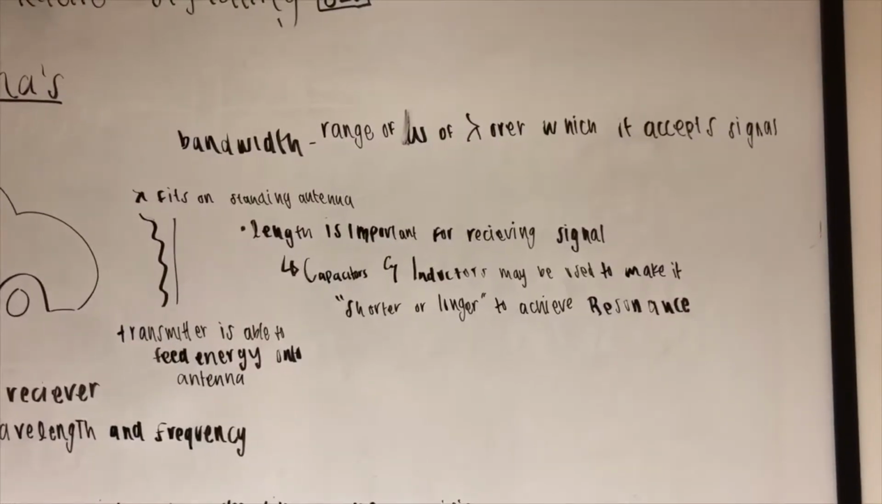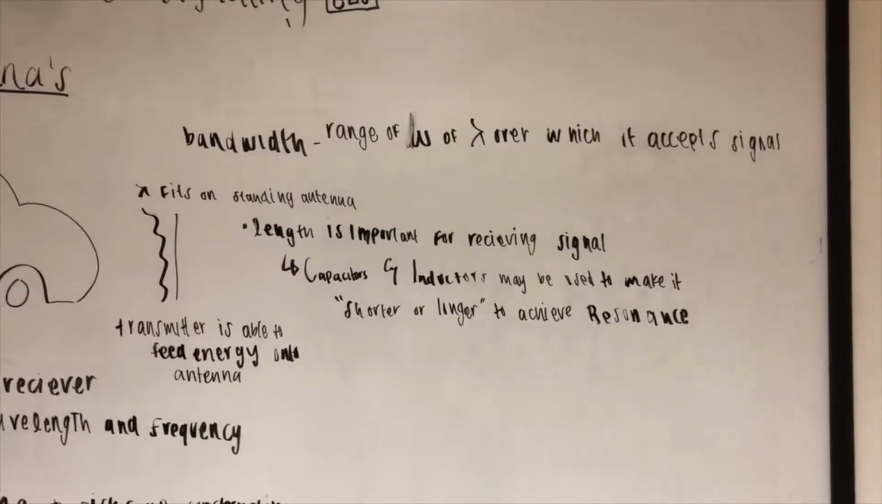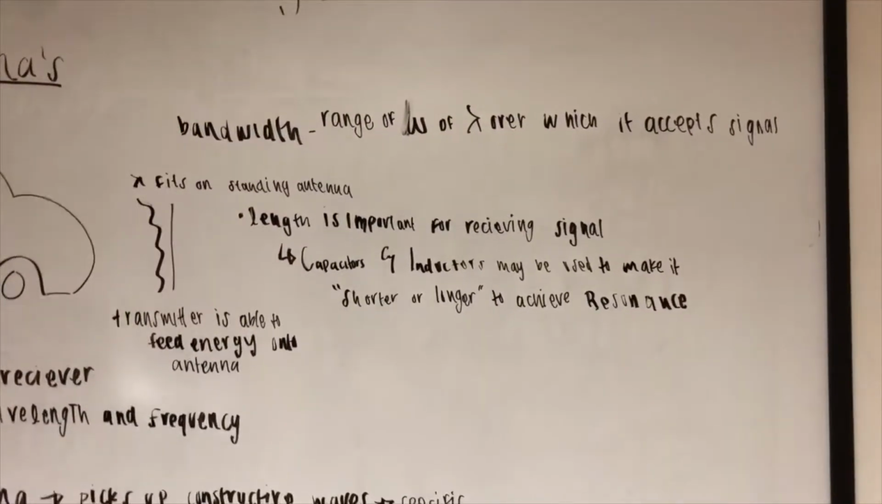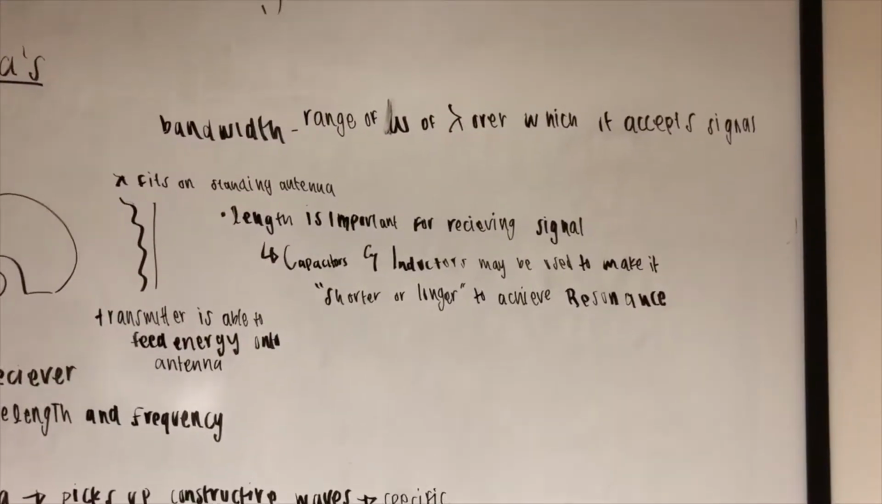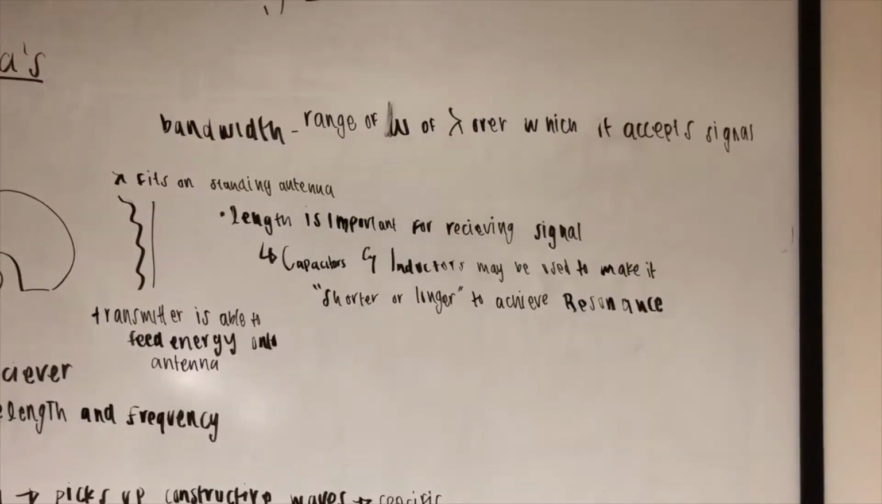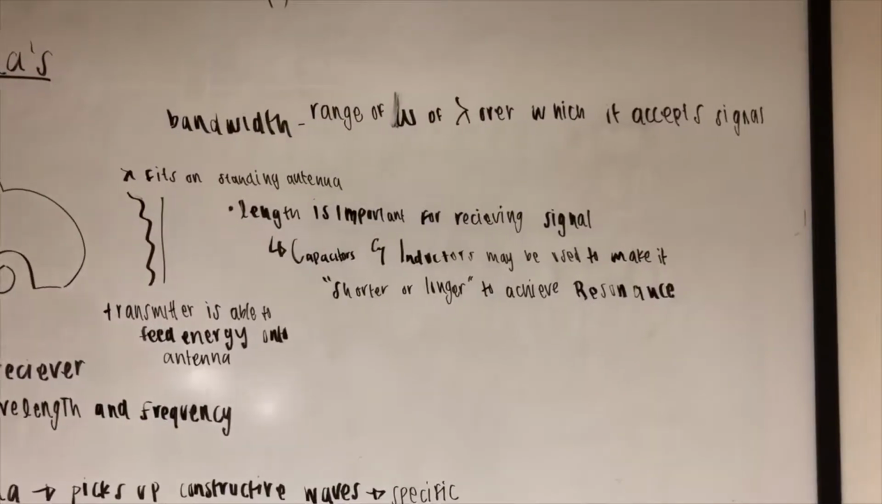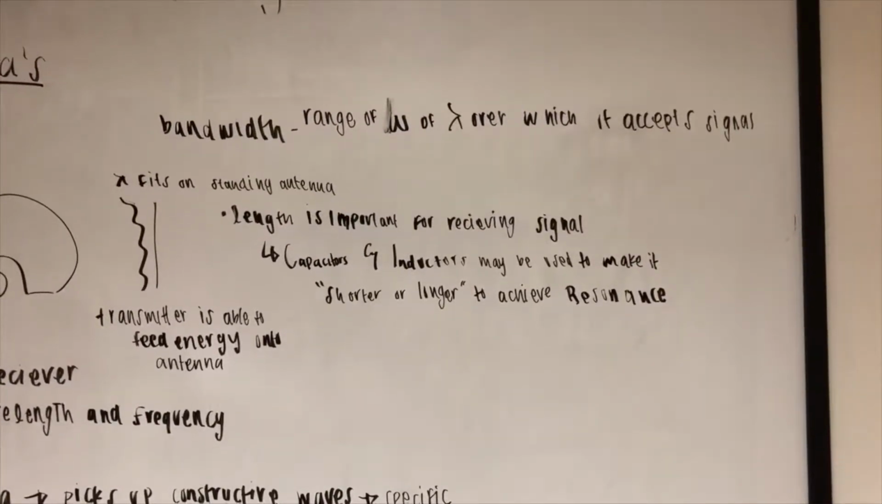Length is super important for receiving signal. So that's why the length of the antenna, the longer it is, the more signal it can receive. But also capacitors and inductors may be used to make up for the short antenna, to be able to fake a shorter and longer antenna and achieve resonance.